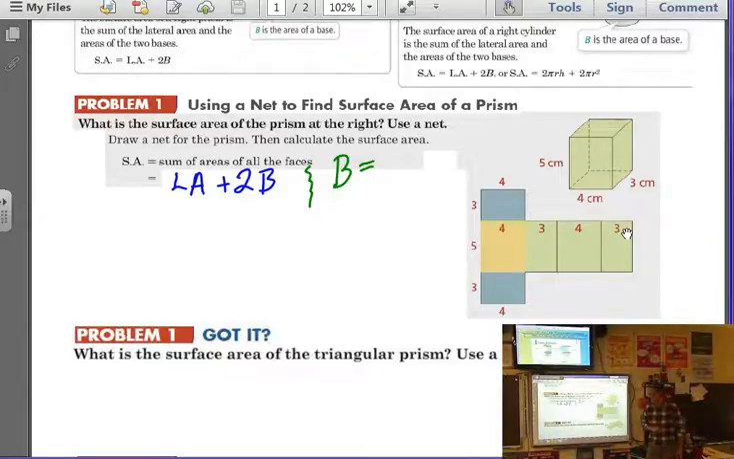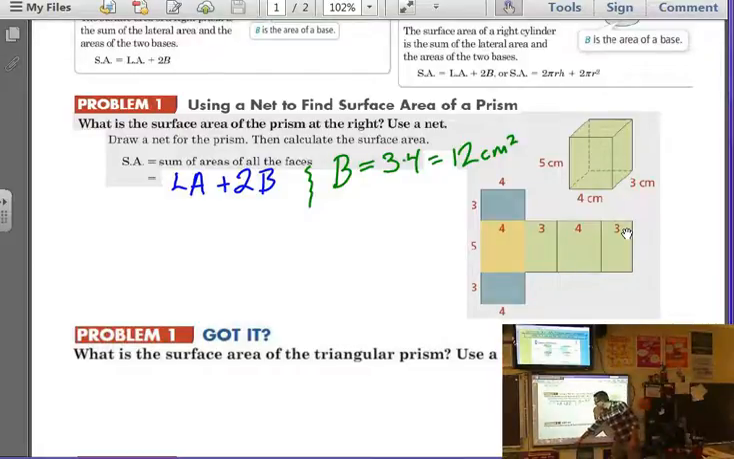Base times height of the base. Yeah, so whatever 2 dimensions we have. So be careful using height because depending on perspective, people will argue it's not height. So whatever 2 dimensions you have. Doesn't matter what we call them. But sure, you can call them base times height. For here, what are those dimensions? Alright, 3 and 4. So 3 times 4, we find out the base area is 12, and that would be centimeters squared. We then need to find the lateral area.